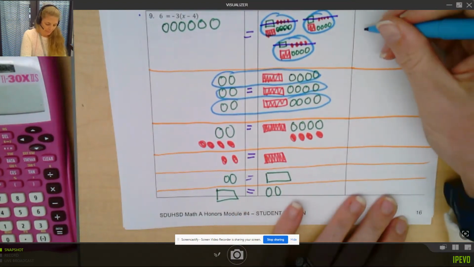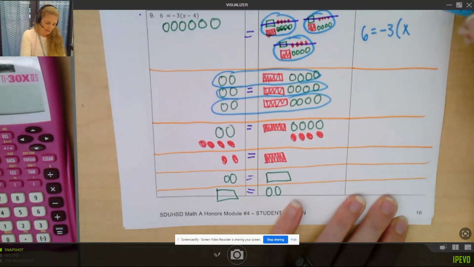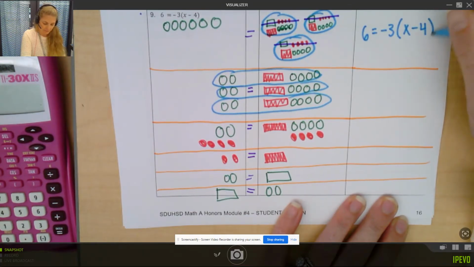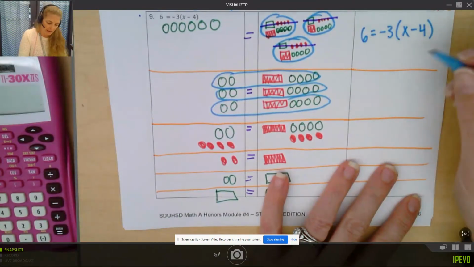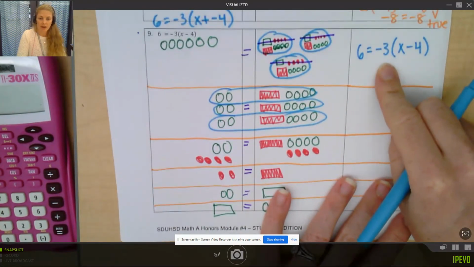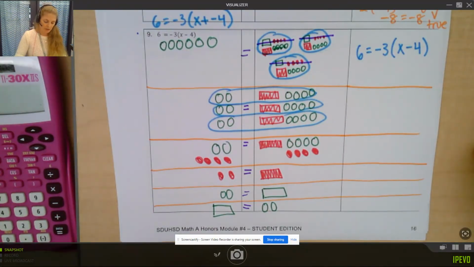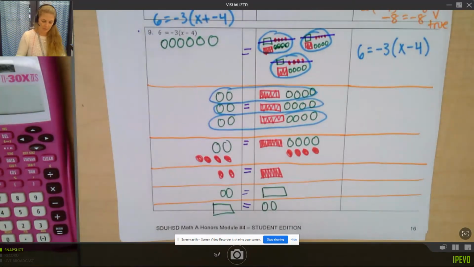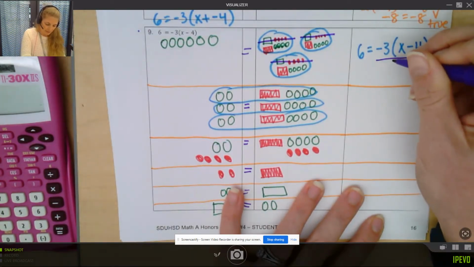Let's show the algebra to support this. Okay, so first step, 6 is equal to take away 3 groups of x plus -4 or just x minus 4. From here, because I have 3 groups of both of these, what I'm going to do is I'm going to divide both sides by 3, which is the same thing as taking a third, right? The multiplicative inverse of both sides.